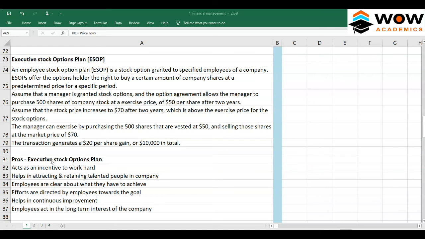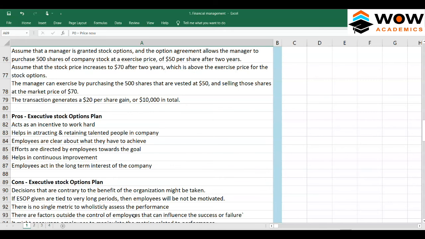So the good things about ESOP are: it acts as an incentive to work hard, helps in attracting and retaining talented people in the company, employees are clear about what they have to achieve, efforts are directed by employees towards the goal, helps in continuous improvement, and employees act in the long term interest of the company. So it recognizes hardworking people and attracts talented people. Employees clearly know what they are going to get in 2 or 3 years' time. They know their goal and will focus on it. They'll improve the company, and everything is done for the benefit of the company. So these are the pros of the ESOP.